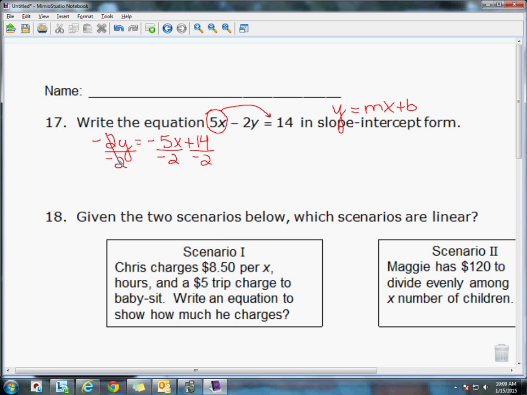Negative 2 divided by negative 2 is just 1, so you get 1y is equal to. Now I would show you, but my calculator here is still frozen. You can type in negative 5 divided by negative 2, hit math and enter. It will reduce it for you. That's just going to come out to 5 over 2. Then you have an x. And 14 divided by negative 2 is a negative 7. So we have y equals 5 halves x minus 7.